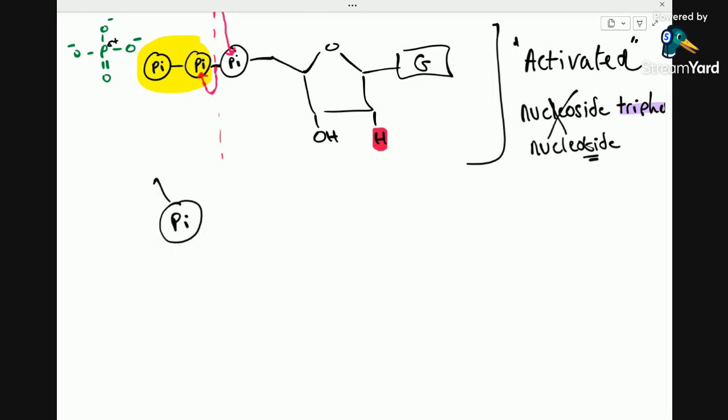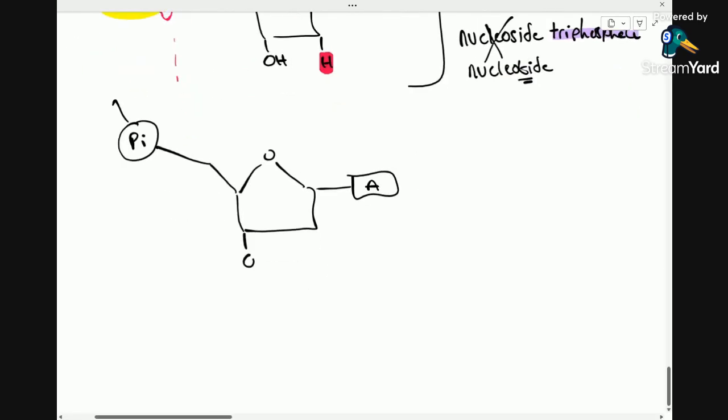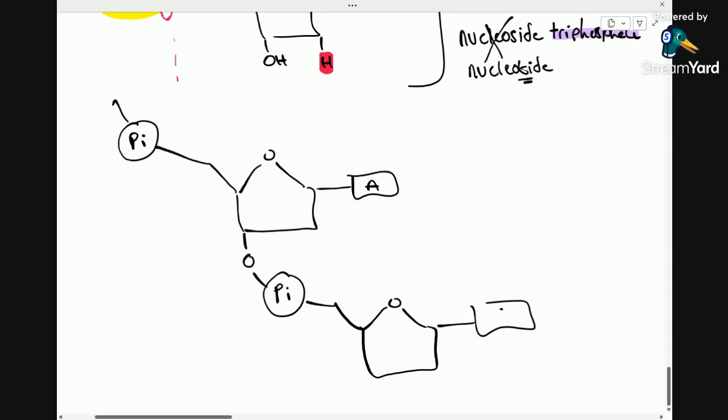So I've got my nucleotide that was up top, which had an adenine on it. We then have my oxygen here, and then that connects straight to my next phosphate group, which had my guanine in it.